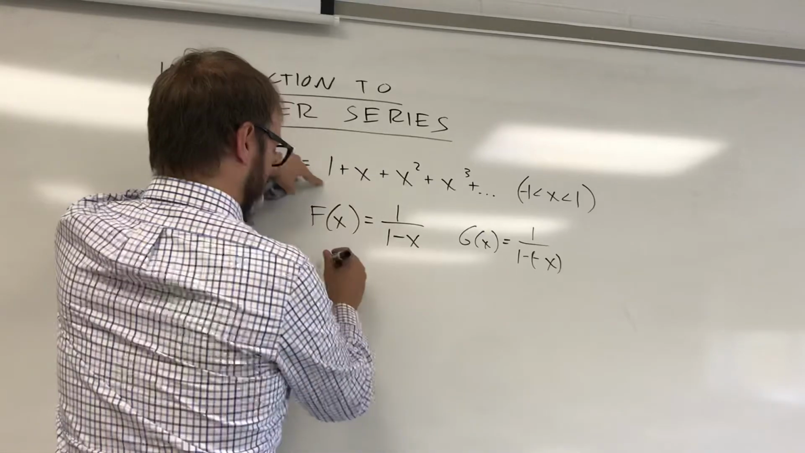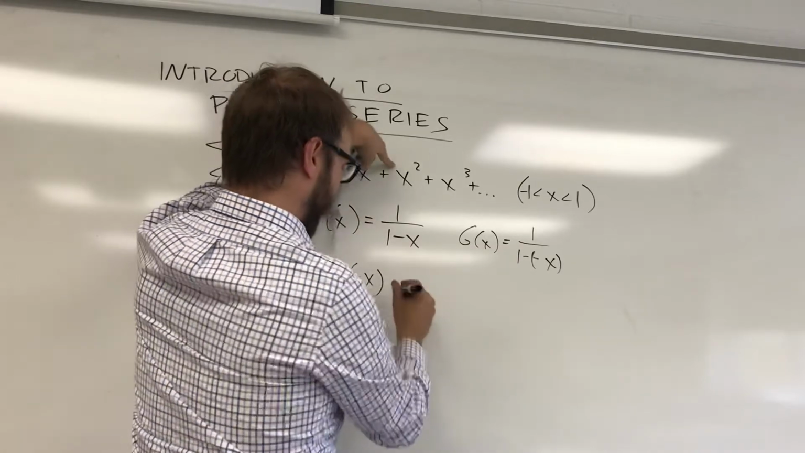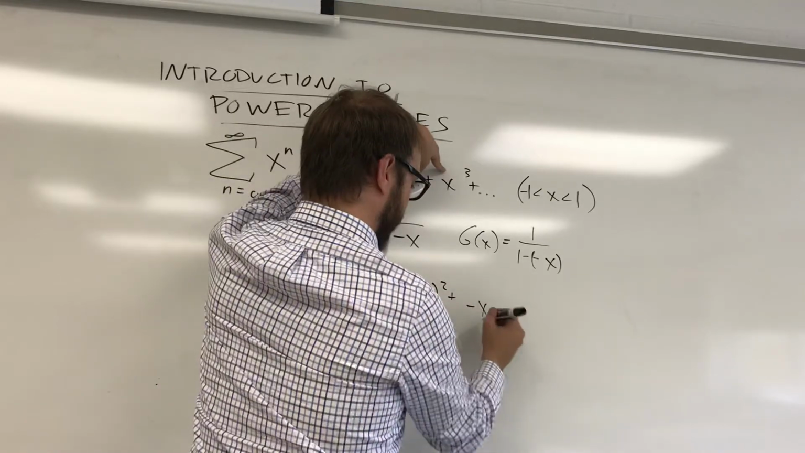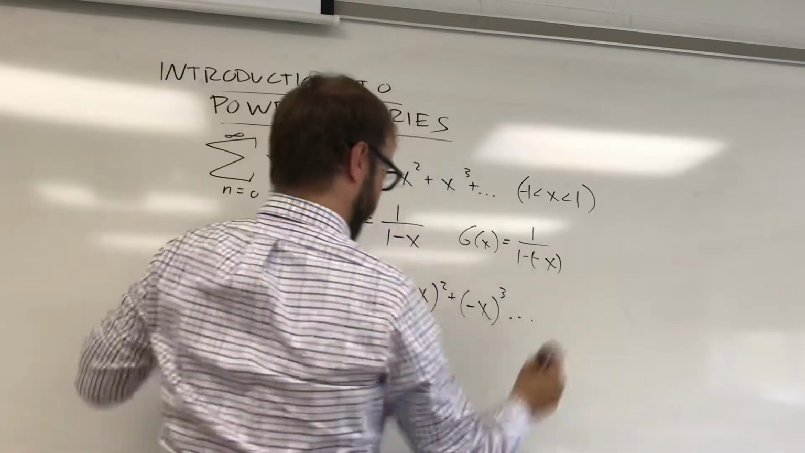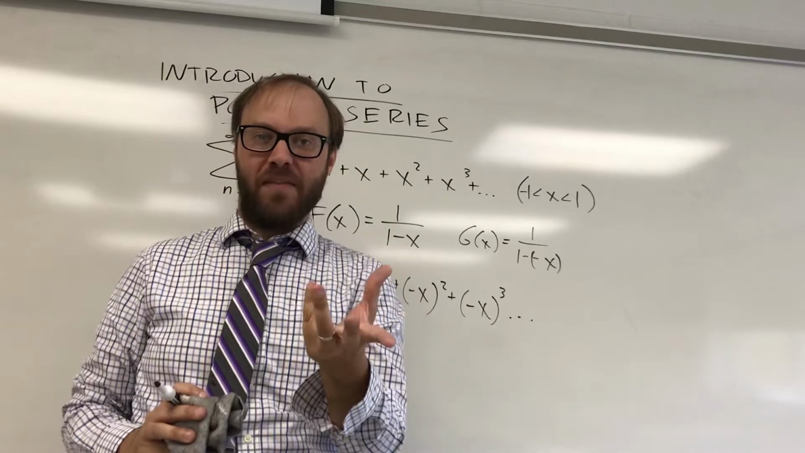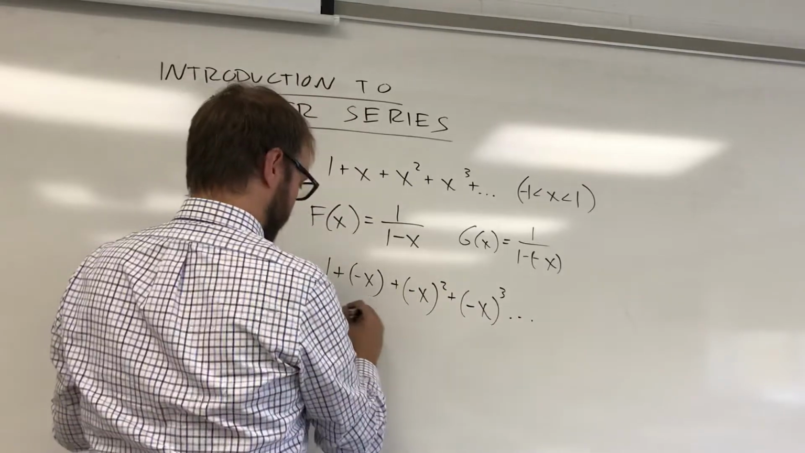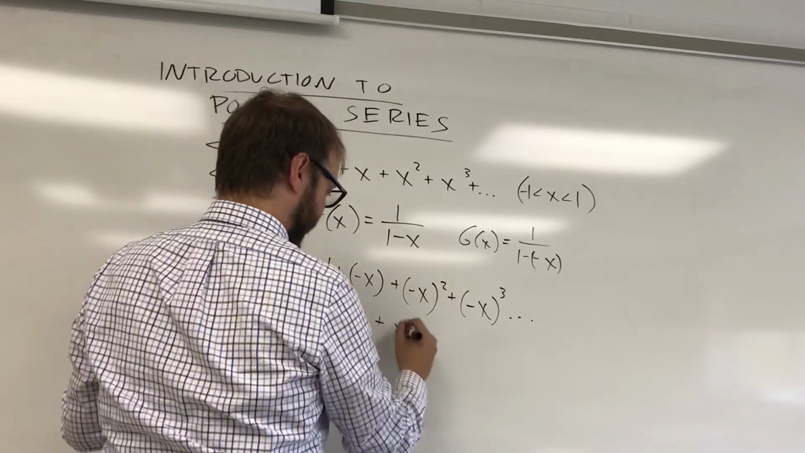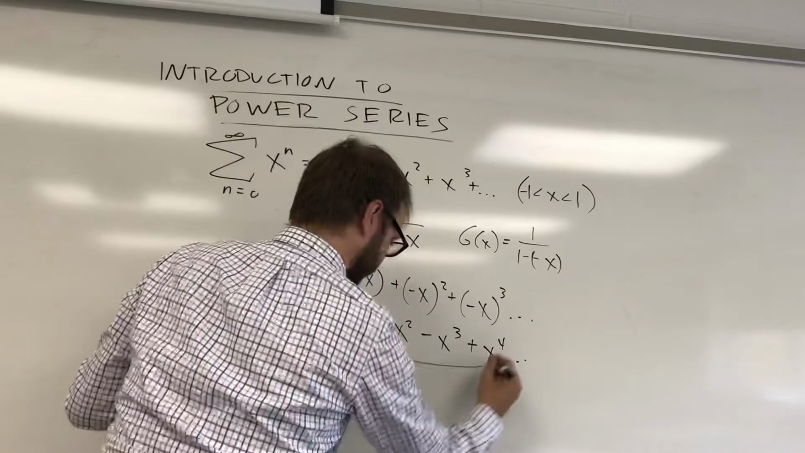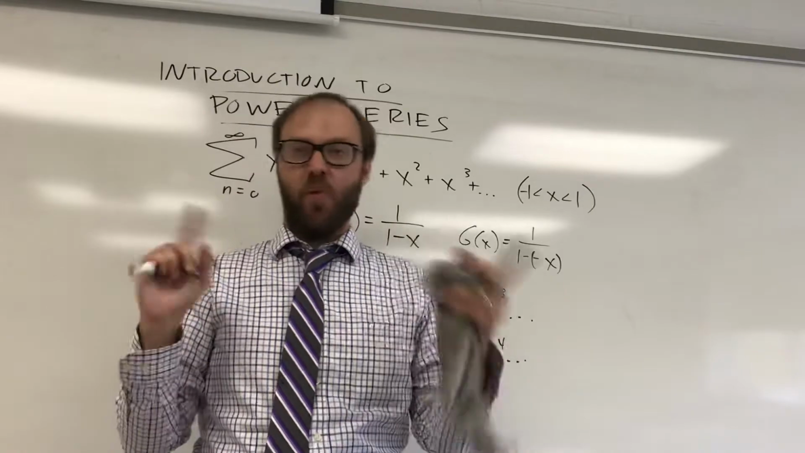So I've got 1 plus, I have negative x going in place of x, I have negative x going in place of x and then being squared, I have negative x going in place of x and then being cubed, and so on. If you simplify this, something very interesting happens. Remember, even powers of negative numbers become positive. Odd powers of negatives stay negative. So you're going to get 1 minus x plus x squared minus x cubed plus x to the 4th, and so on. It's called an alternating series, which I think we've already worked with. Your signs are going back and forth, okay?